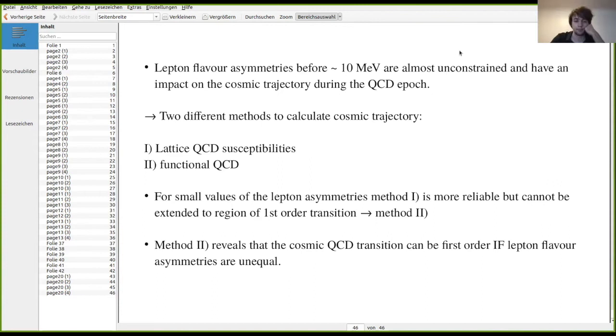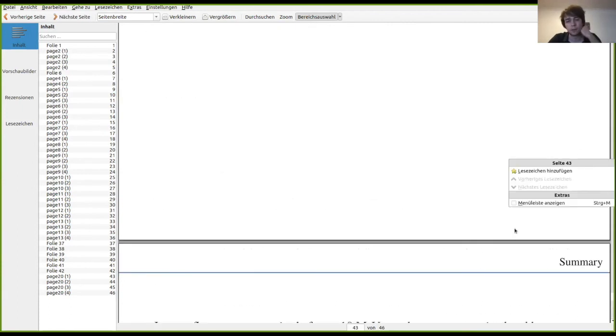Hey. Could you maybe go back to the beginning of the talk where you showed us the QCD phase diagram for the first time? Yes.